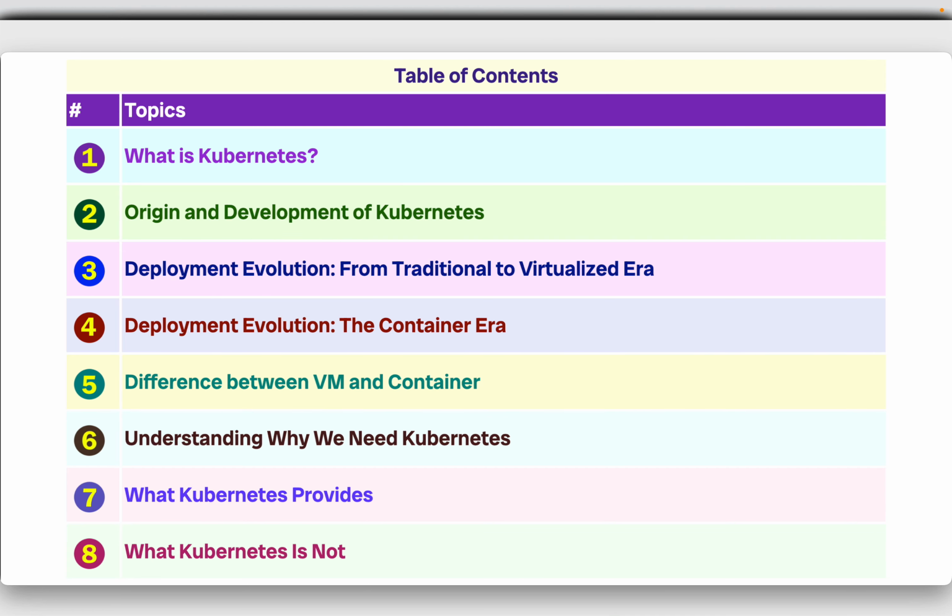Deployment evolution from traditional to virtualized era. Deployment evolution, the container era. Difference between a VM and a container. Understanding why we need Kubernetes. What Kubernetes provides and what Kubernetes is not.